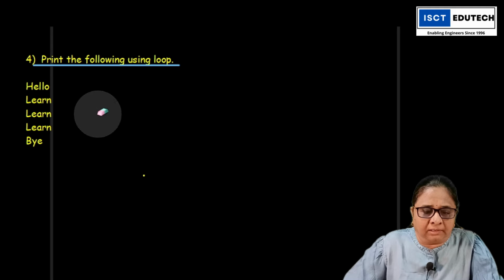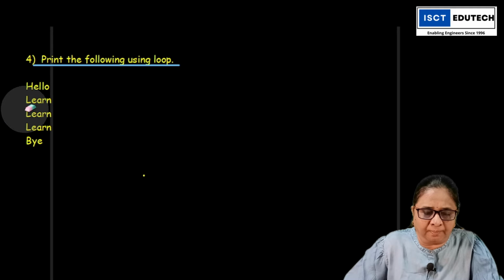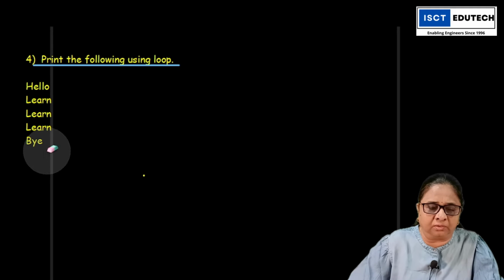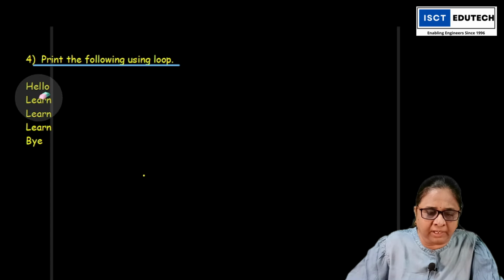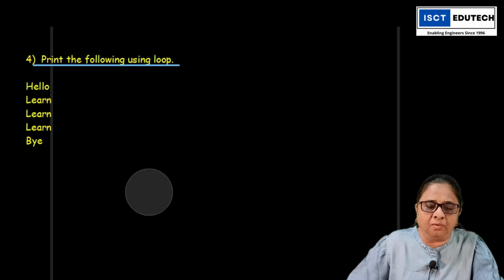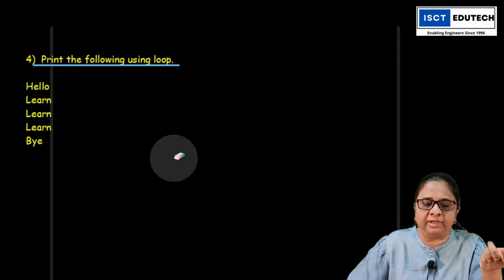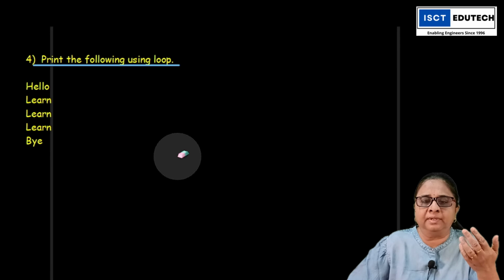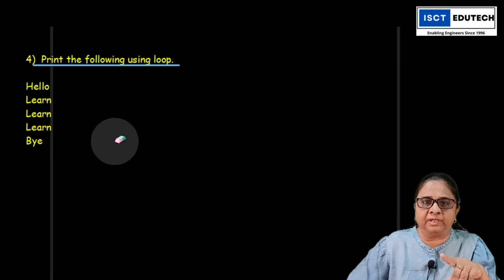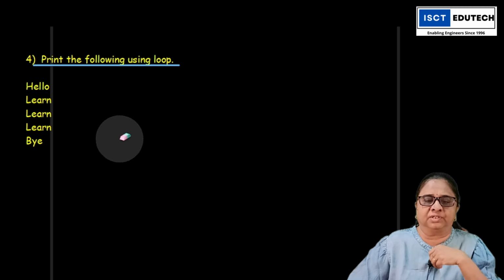Now, I have some output over here. I want to print these things. How do we do it? So the problem definition is you have to print hello, learn, and then bye. So I want hello and bye to be printed once and learn should be printed 3 times. So now you decide what will come outside the loop and what statements come inside the loop. Pause the video for a minute, draw the flowchart, and then let's check it.